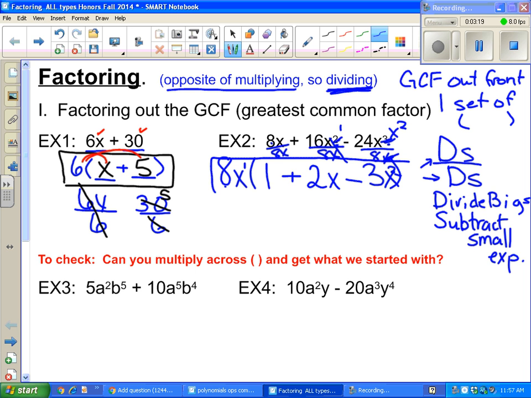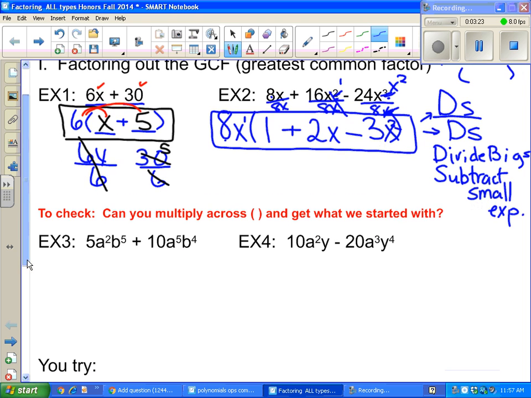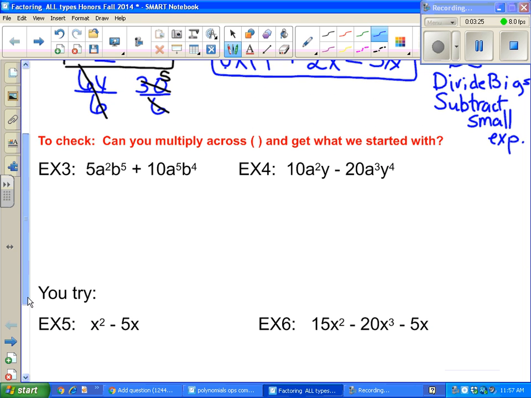Again, this is my answer when I factor out the greatest common factor. To check, you can always multiply across the parentheses to see if you get what you started with, so it's always a good way to do a check step.